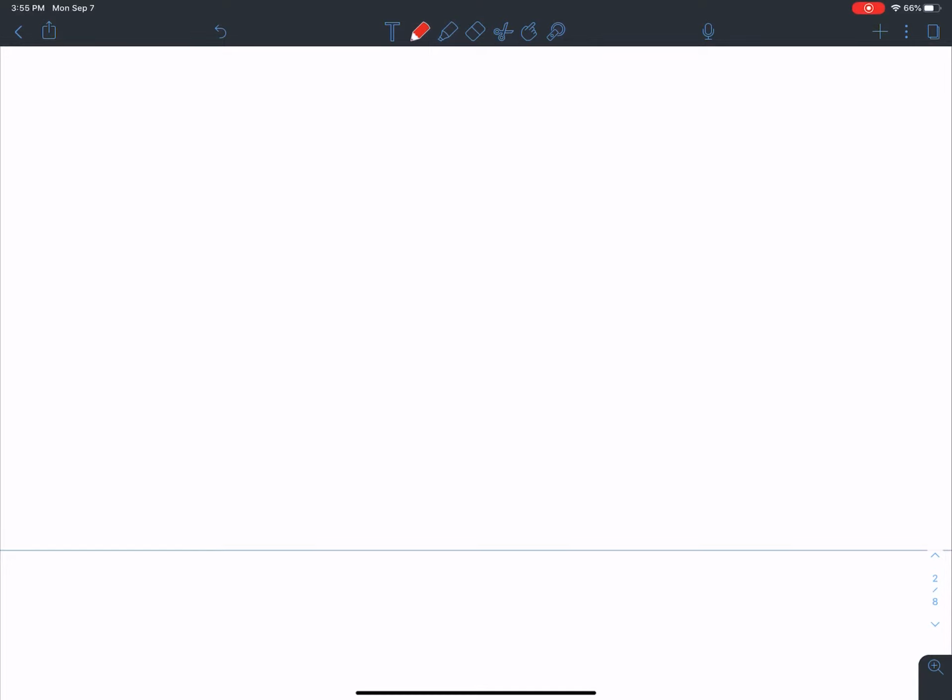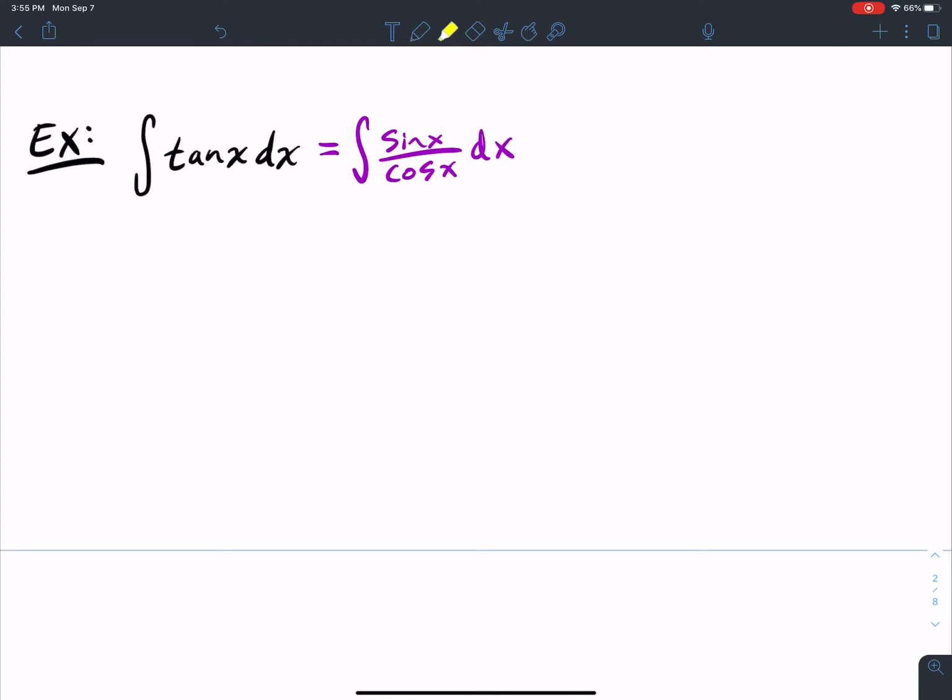So in this video, I'm going to integrate three trig functions to give you an idea of how you can integrate the other trig functions. The first one is tangent of x dx. First thing I'm going to do is convert it to sine divided by cosine.